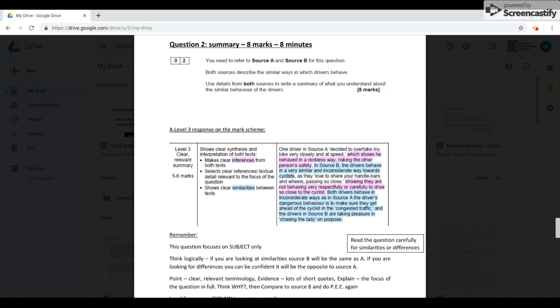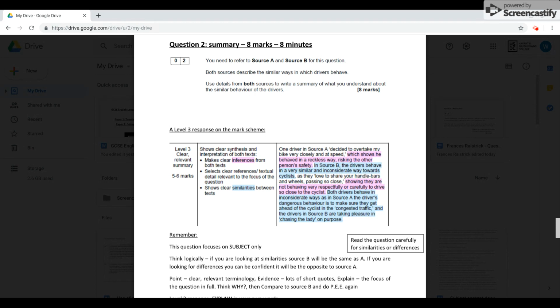And then we can go into the overriding skill, the most important skill, which is explaining yourself. And to explain yourself, think why. Why are the drivers in this case behaving the way they do? You have to explain the why.